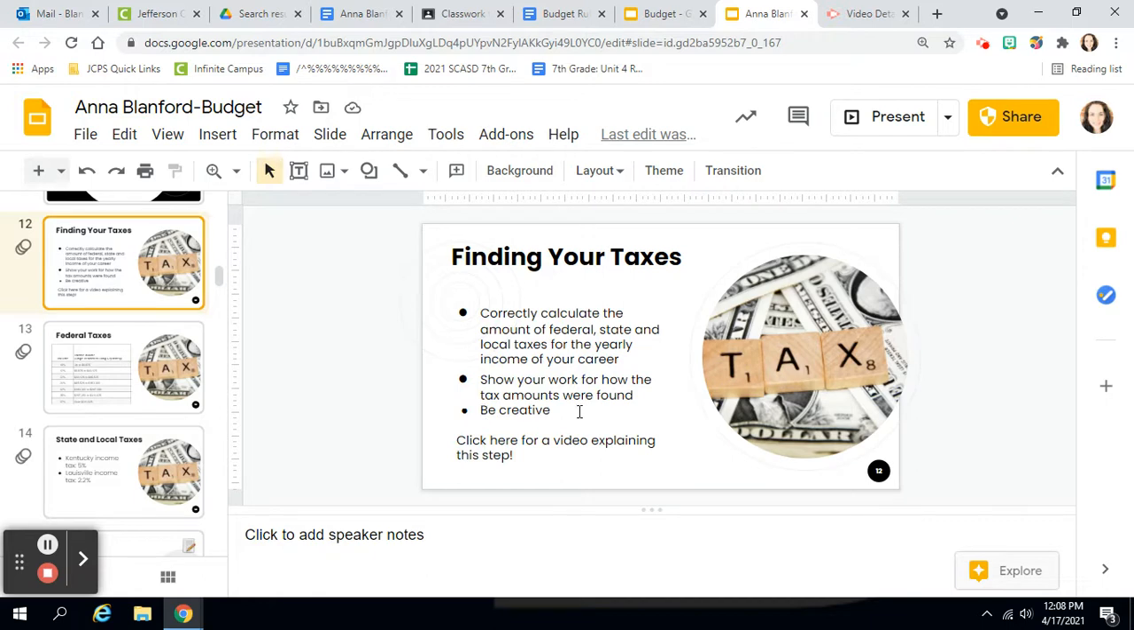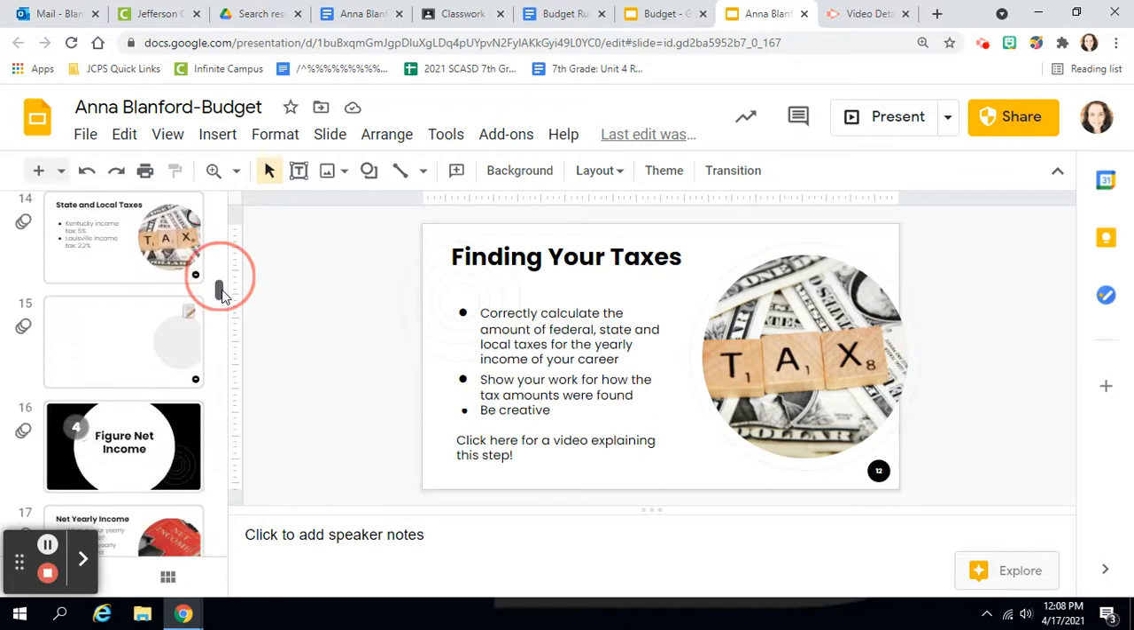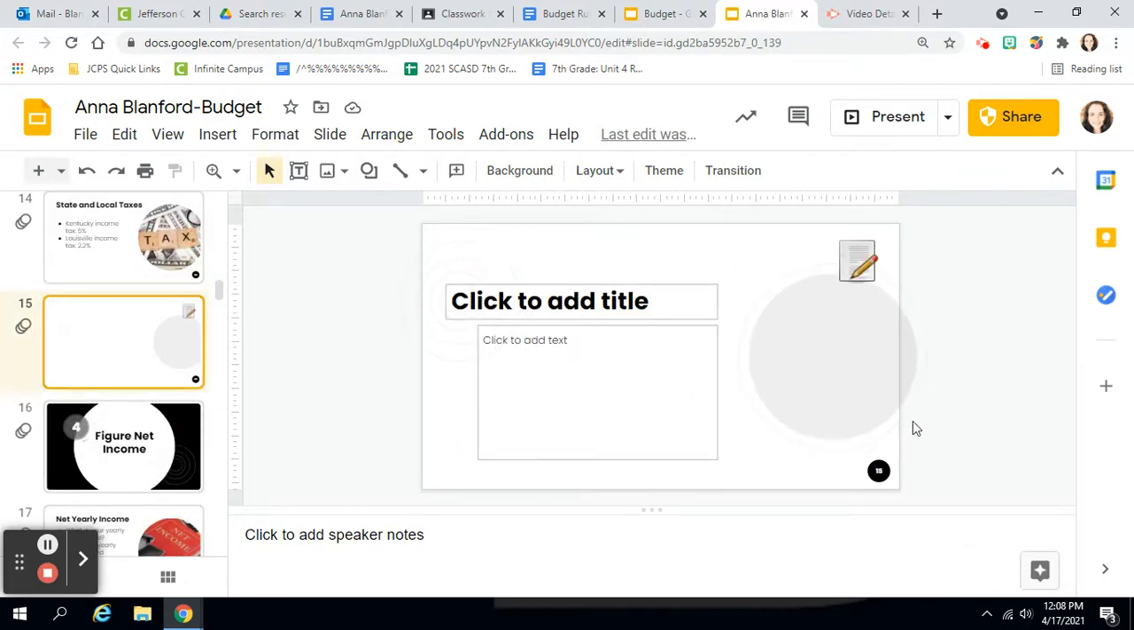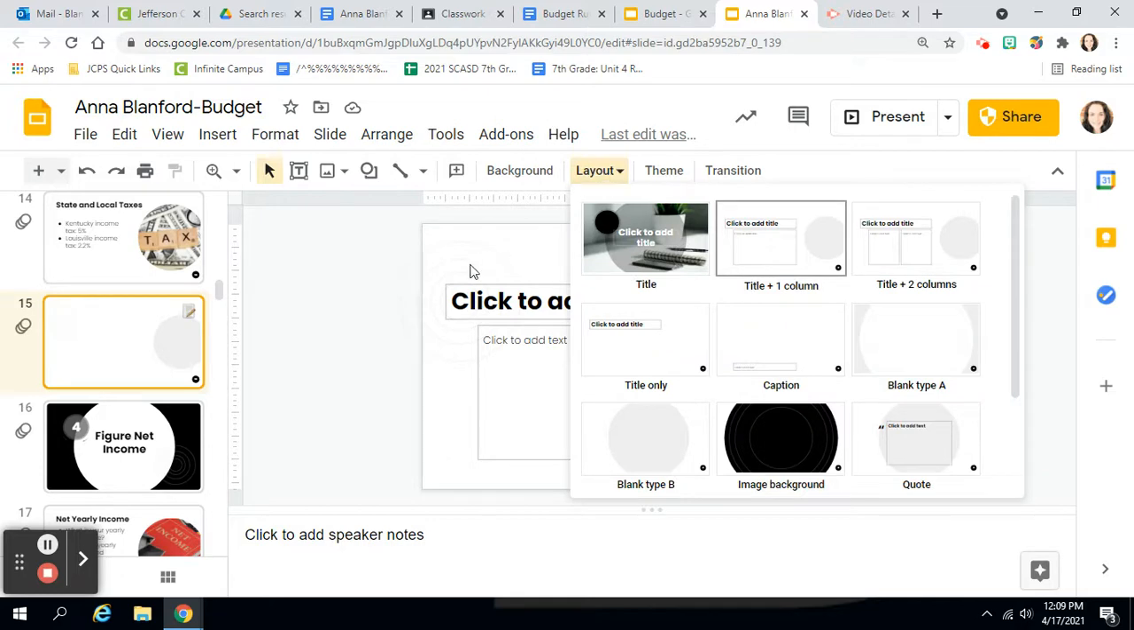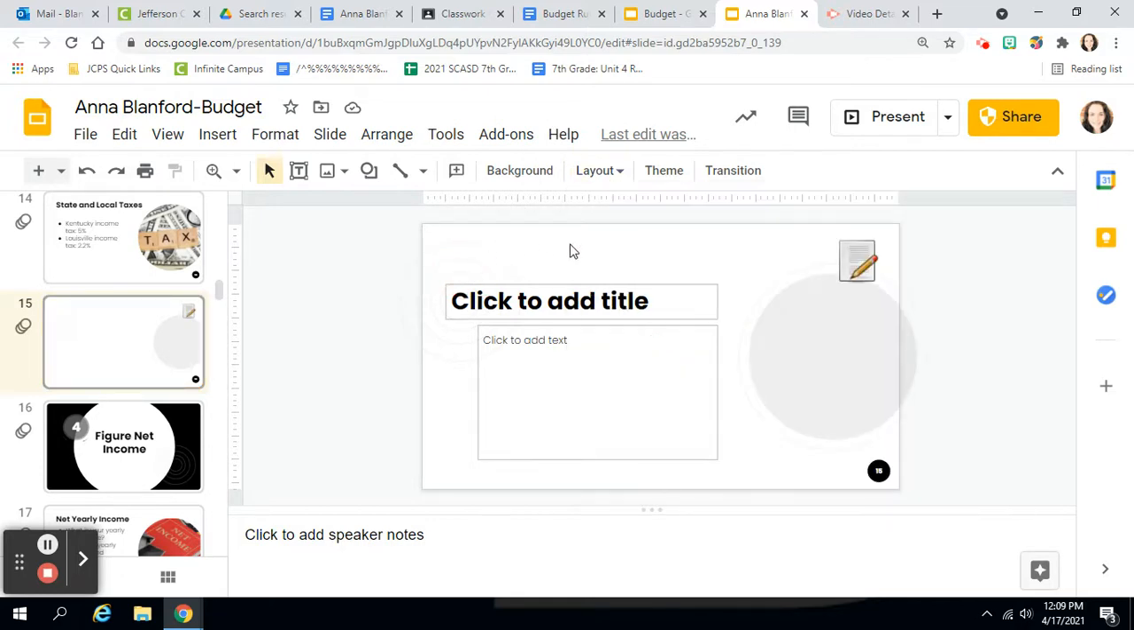I've already done the calculations for mine, and I'm going to show you how I'm going to put that together. I have to show this information on this slide. There are many different ways you could do this. You might look at the layout. You might choose to use a video. You might choose to use a poster that you've made. I'm actually going to create a table because I like tables to show information.